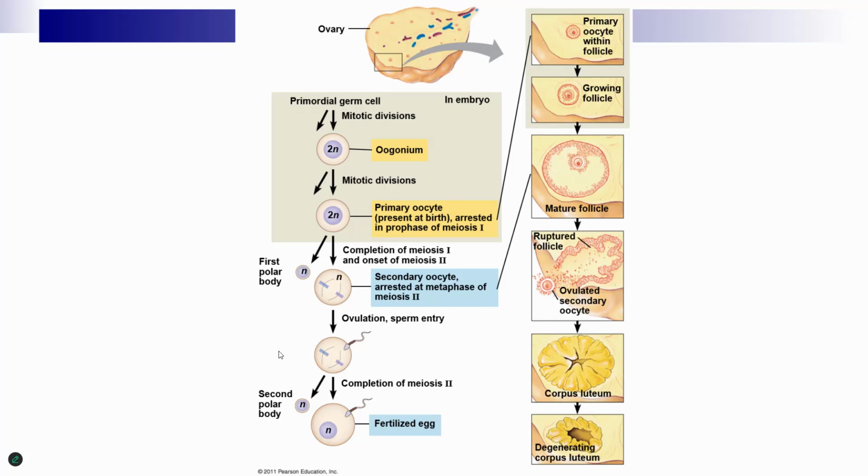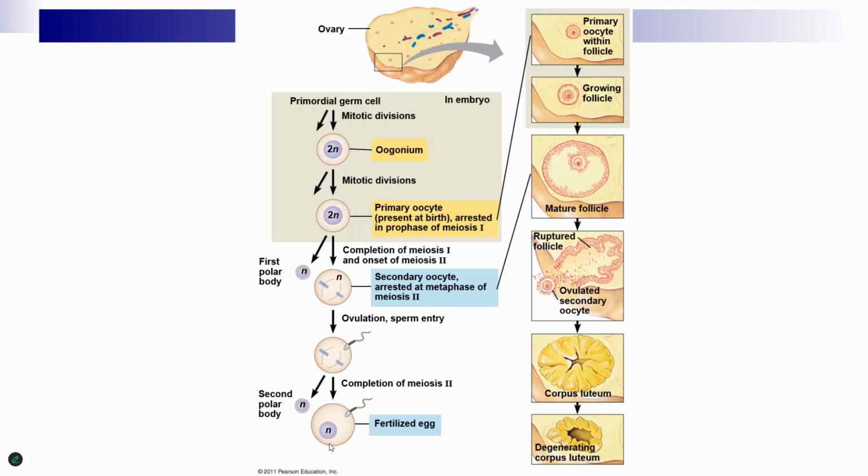So it will go through meiosis 2, and a second polar body will come out, and then the nucleus of the egg will merge with the nucleus of the sperm, and then you've got a fertilized egg. So basically, what's happening is you're starting meiosis, pausing meiosis, starting meiosis again, pausing meiosis, and starting meiosis again in the process.